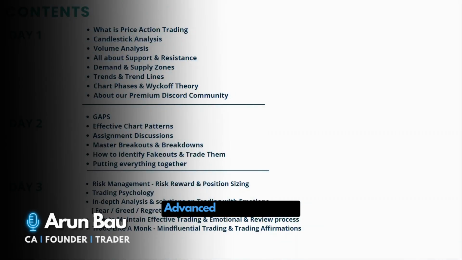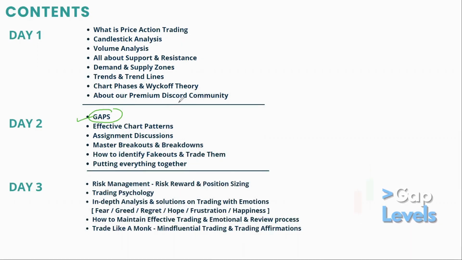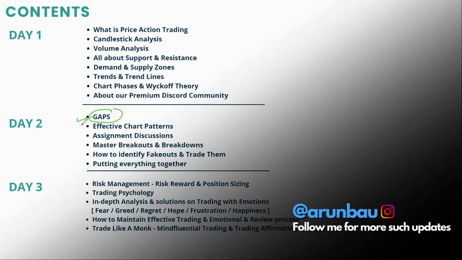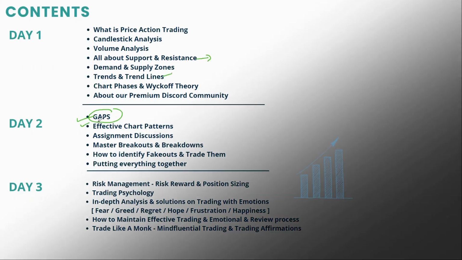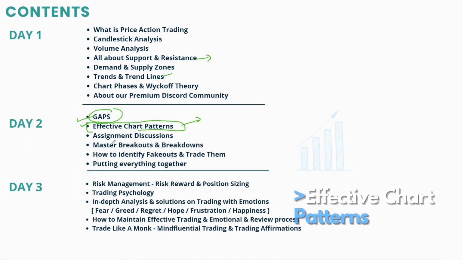Here we will be discussing some more advanced concepts, which include the gap levels. How do we have to make use of the gaps? What are the different types of gaps that happen in the market? And also using trend lines and support and resistance, we need to understand how the price is behaving. Based upon that, we'll find out different patterns, which will show the strength of buyers and sellers.